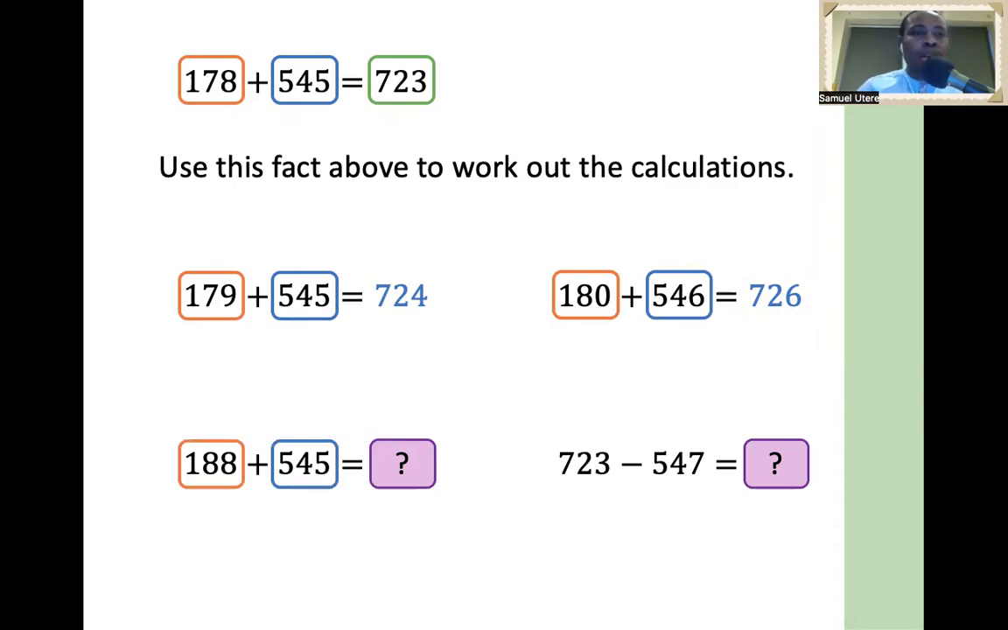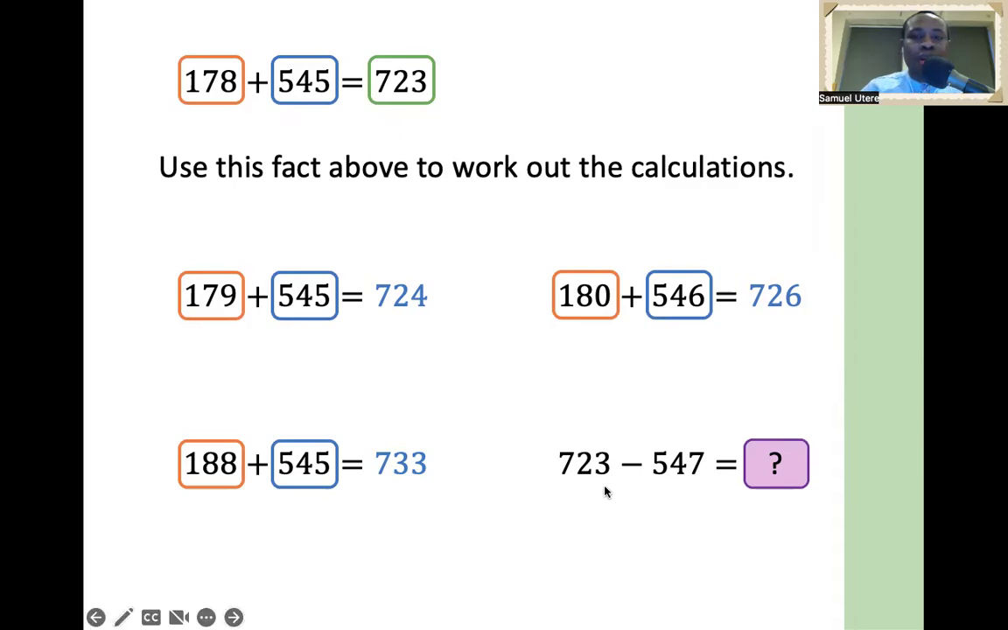Well, we can see that we have made 188. We've added 10 to 178 to get 188. But we're still adding 545. So it means our answer will just be 10 more than 723, which is 733.